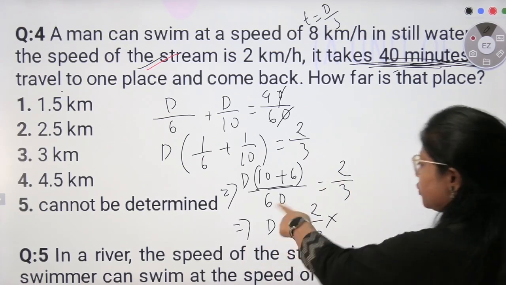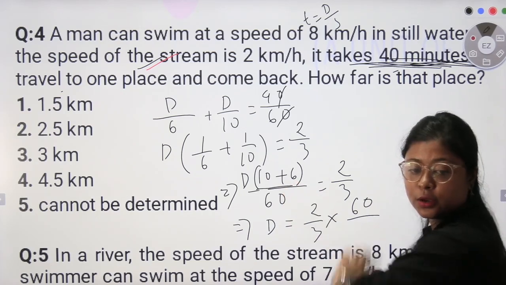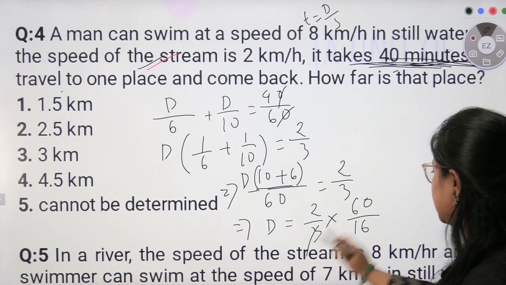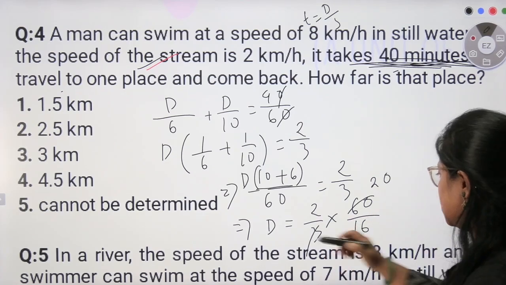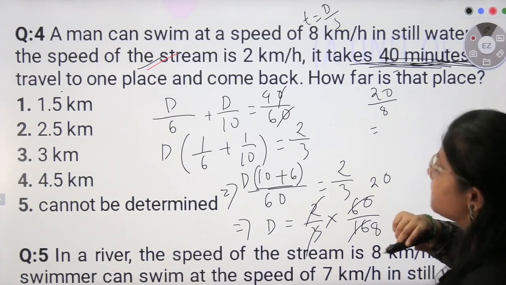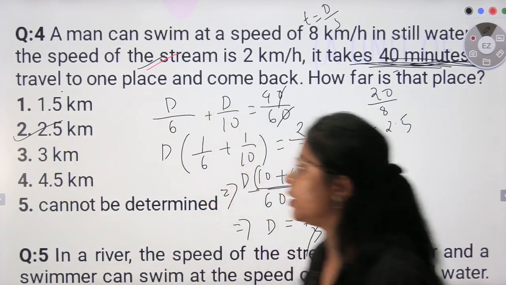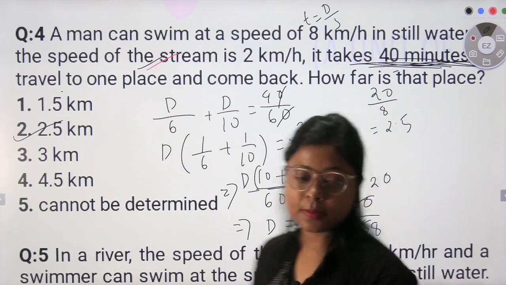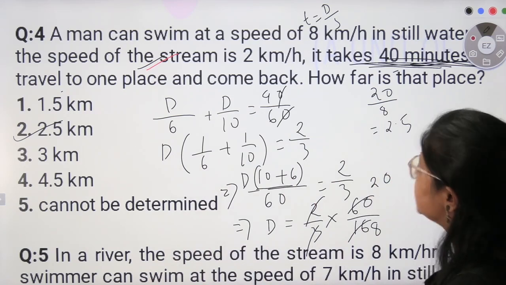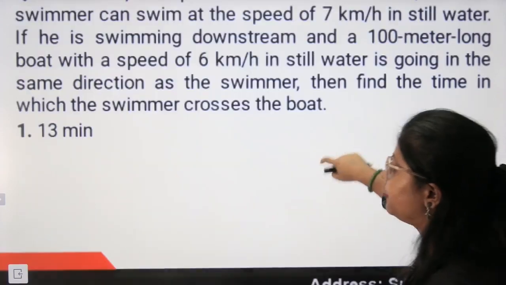If I take this 60 from here to there, it will get multiplied. So 60, and this 10 plus 6, 16, will come downwards. So if I calculate this, what will I get? So 360, how much? 20 and 2, 8. So 20 by 8 will give you how much? 2.5. So 2.5 kilometer will be my correct option, because you are taking 40 minutes to cover the whole journey. Fine. So I am getting 2.5 kilometer. Okay, fine. So now let's move to question number 5.